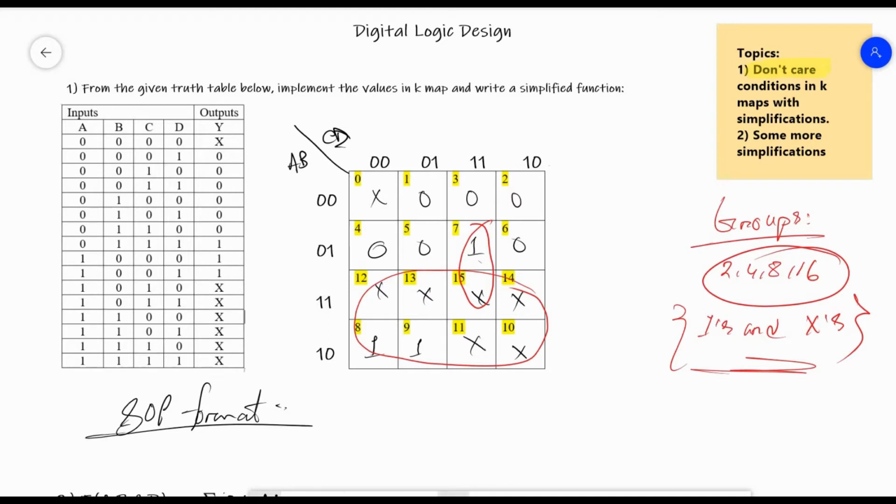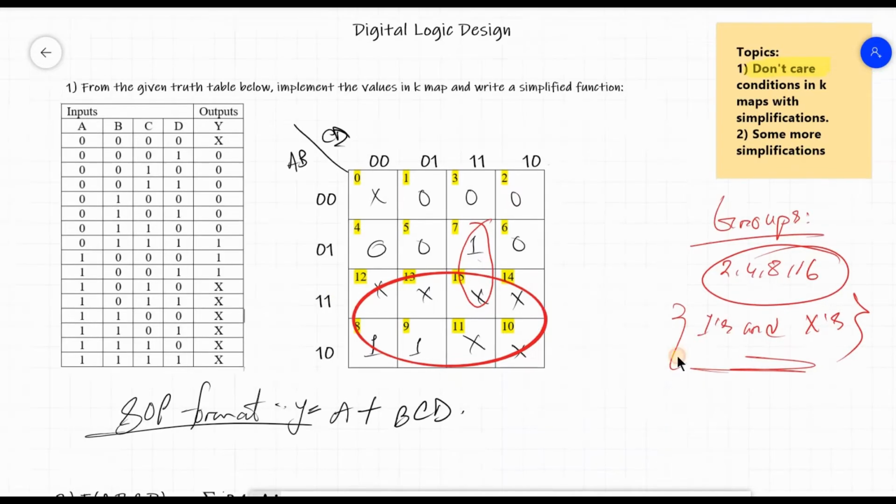Now let me first observe the larger group. In the larger group I can see that the only unchanged variable is A. You can see on the left side, so I have to write here A plus. In the smaller group consisting of 1 and x, I can see that C and D are completely unchanged, and from the left side I can see that B is also unchanged, so I can write here B, C and D. Alright, now let me move on to the next example.